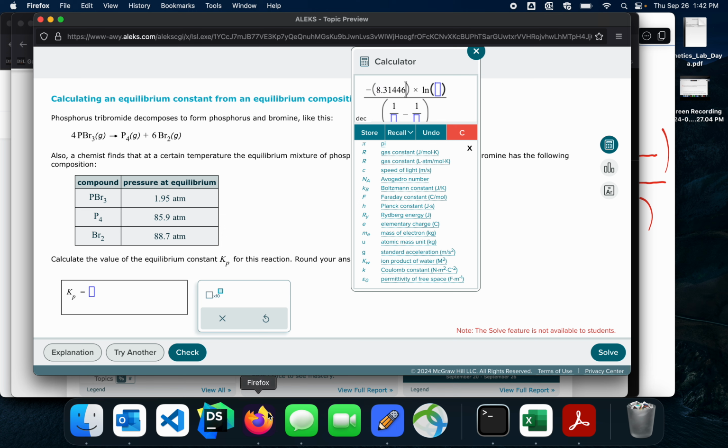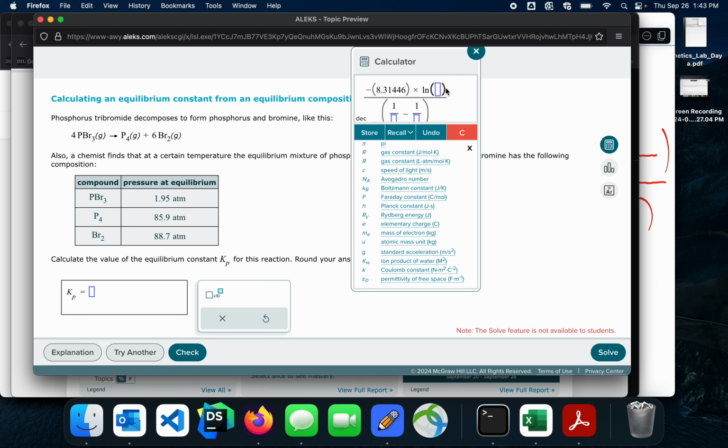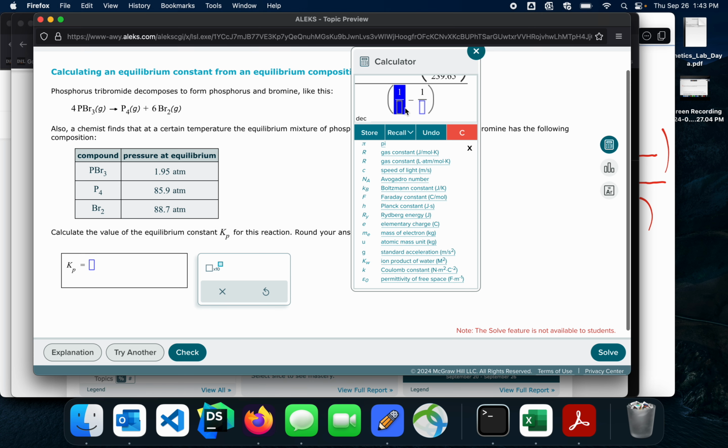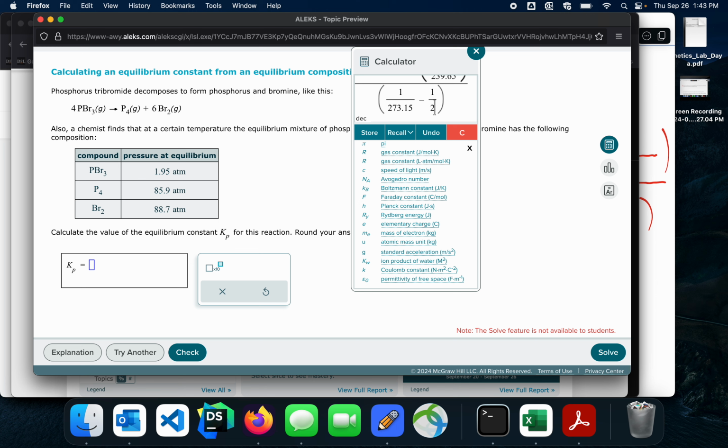8.31446. I think this one gives it to you with less precision, but let's go with the one that's in the Alex calculator. And then it's going to be K2, and K2 is 156.72, divided by K1, 239.65, divided by T2, which was 0 degrees Celsius, 273.15, and T1. T1 was 295.65. Okay, kind of ugly, isn't it?